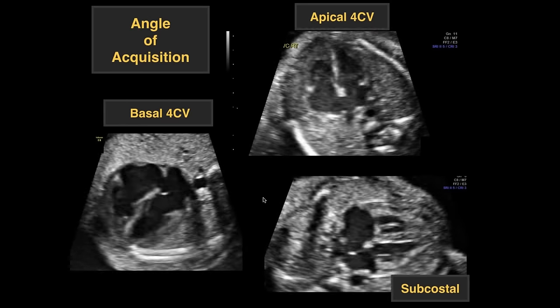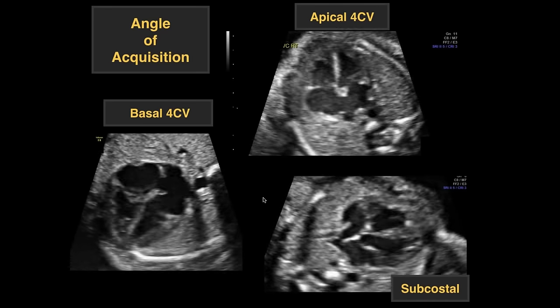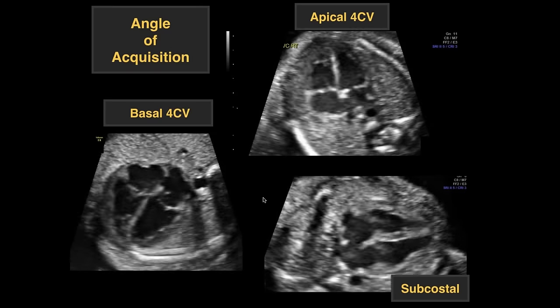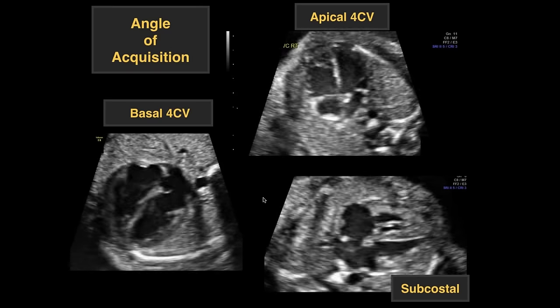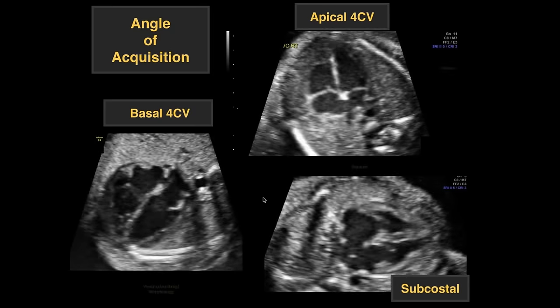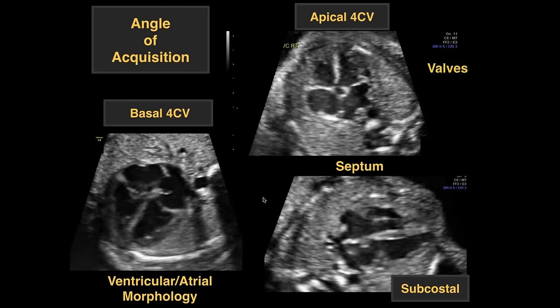So here are the different angles of acquisition of four chamber views that we commonly see. It's good to evaluate the heart in different views just to assess for symmetry, to focus on specific areas such as the septum, the valves, or even ventricle or atrial morphology. So depending on what you want to evaluate.